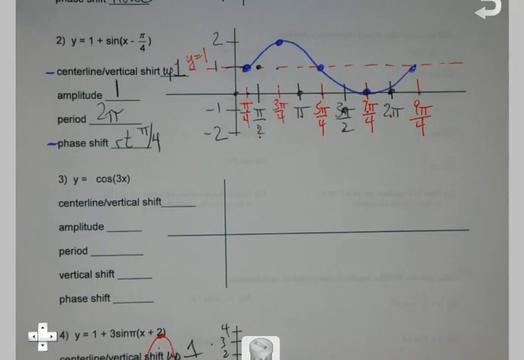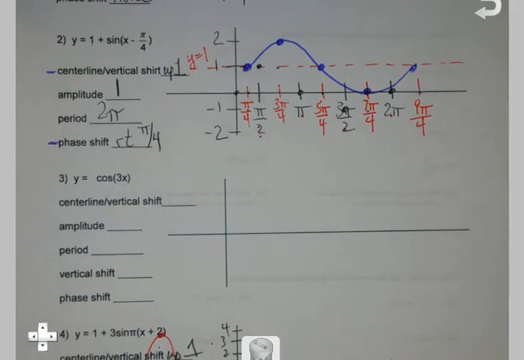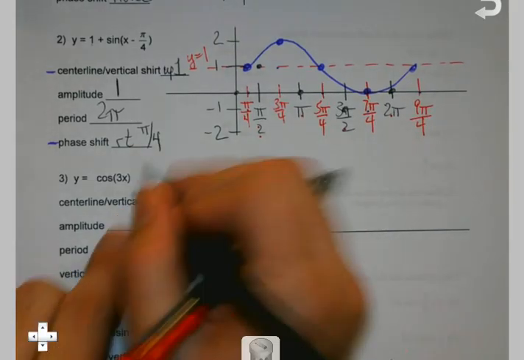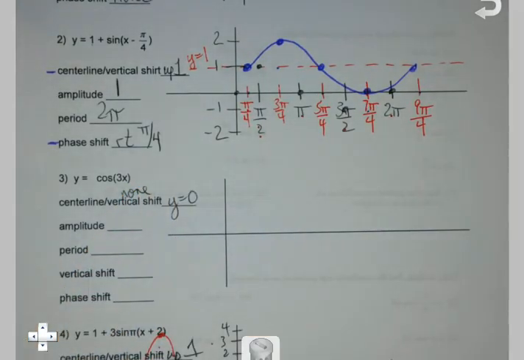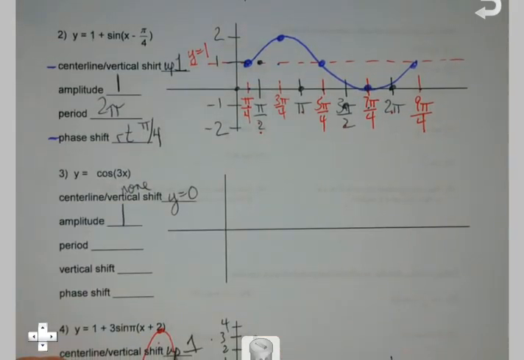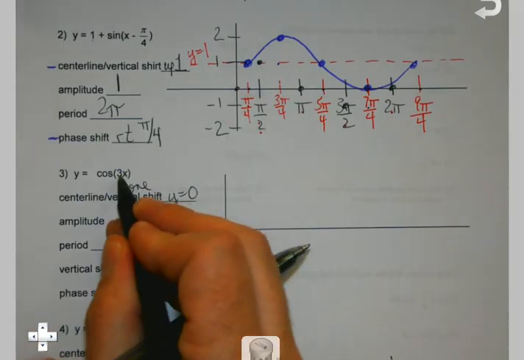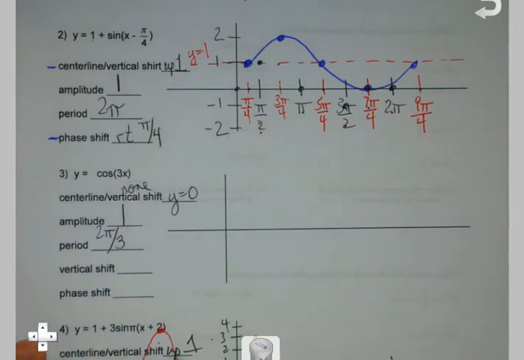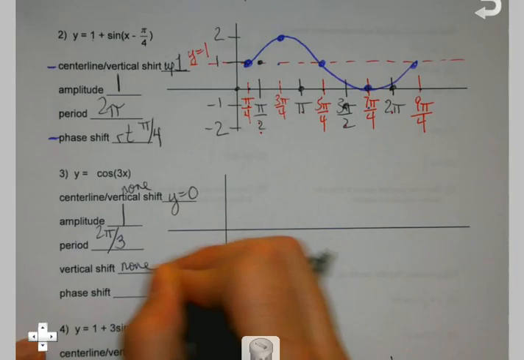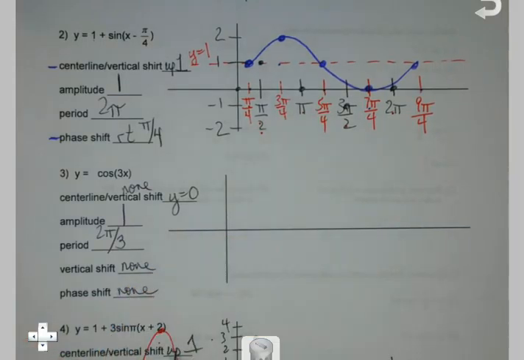So no vertical shift, center line stays at 0. Speaking of, vertical shift, none, y equals 0. Amplitude, well, I'm being nice on this one, 1. Okay, period. This time I got to be a little careful. I have a b value. So my period's going to change to 2 pi over 3, which doesn't reduce anymore. But there are no vertical or phase shifts.